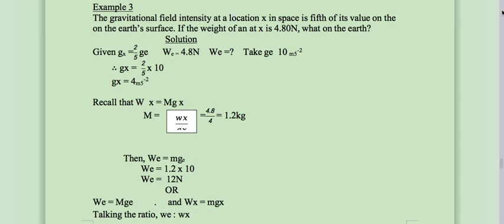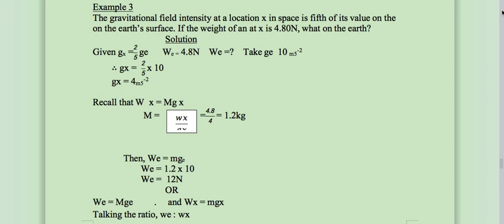Now, therefore, 2/5 times 10, since the Earth's gravitational free fall is a constant 10, that will give us 10 divided by 5 is 2, 2 times 2 will give us 4 meters per second squared. That becomes the value of the acceleration due to free fall, or the gravitational field intensity, of the location X.